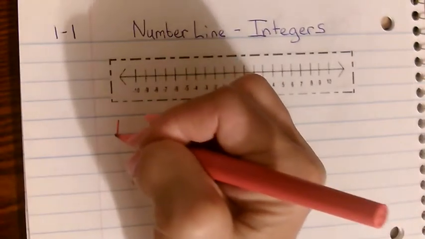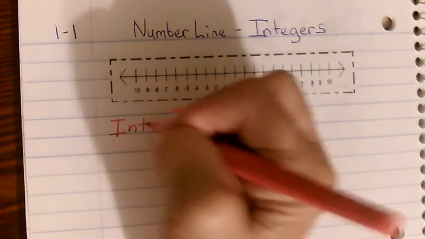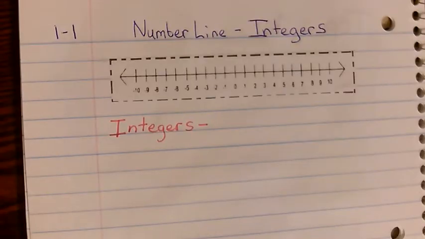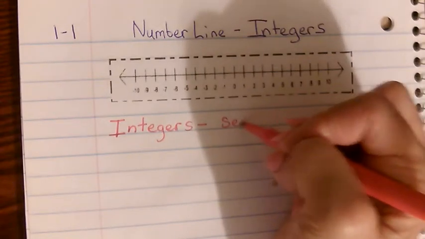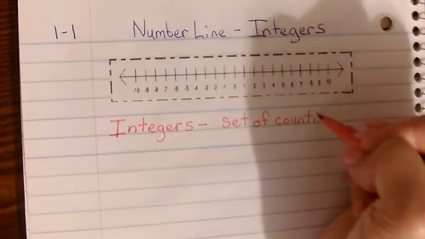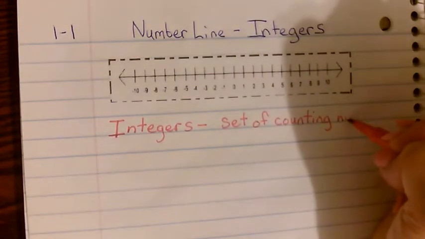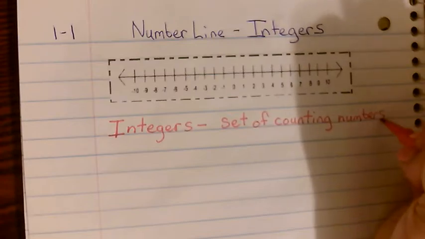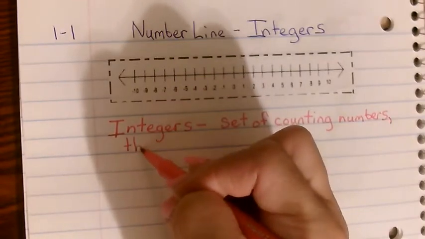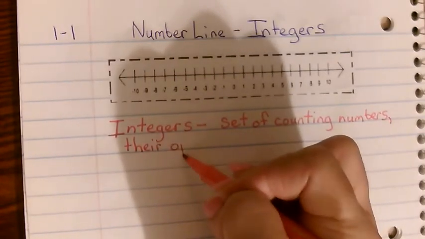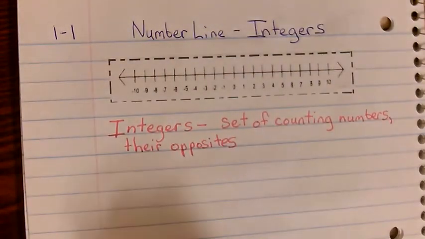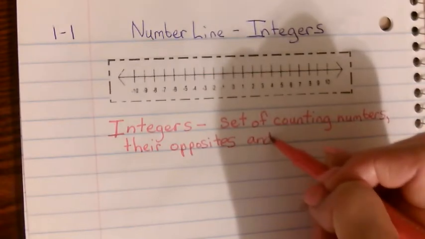So, integers. Integers are a set of counting numbers, their opposites, and zero.